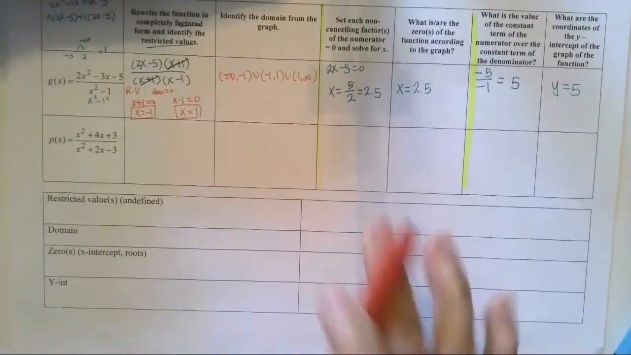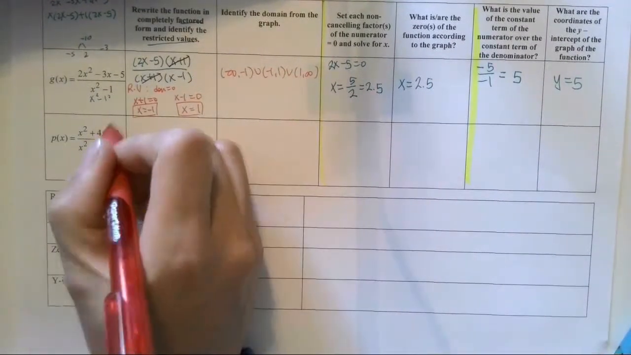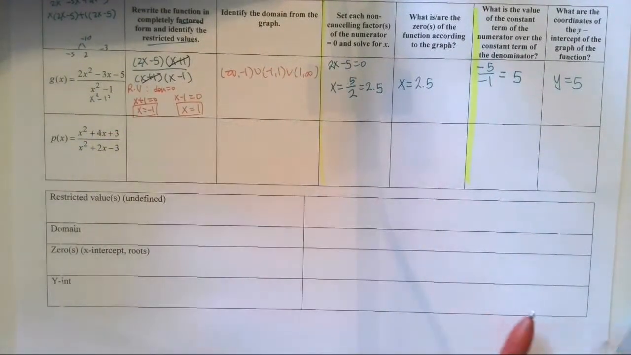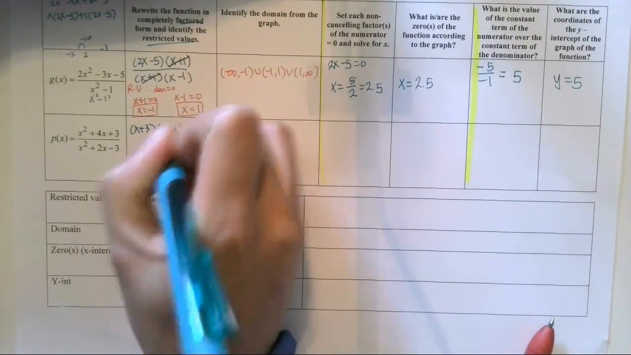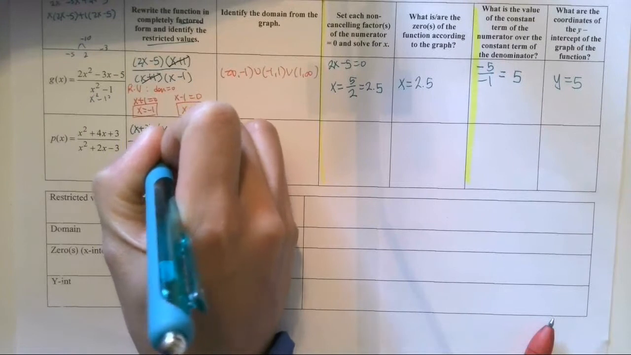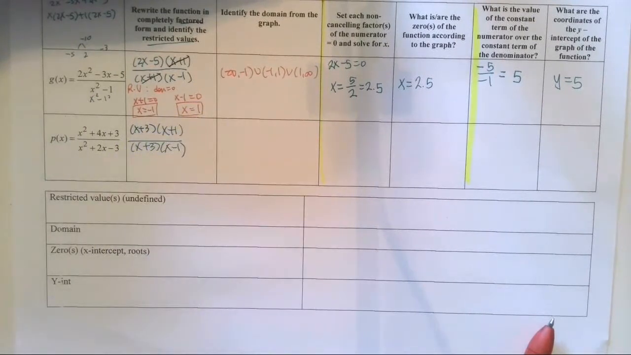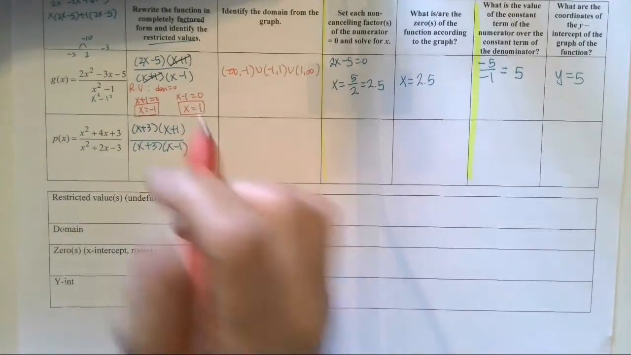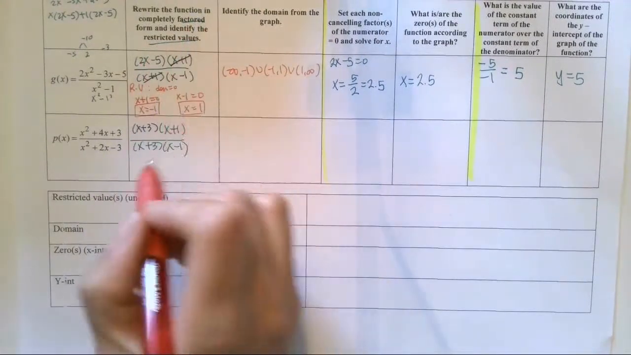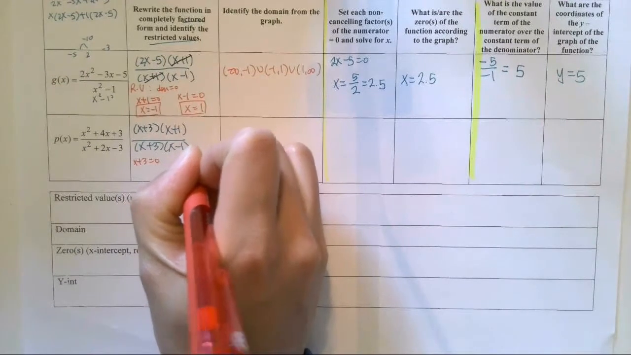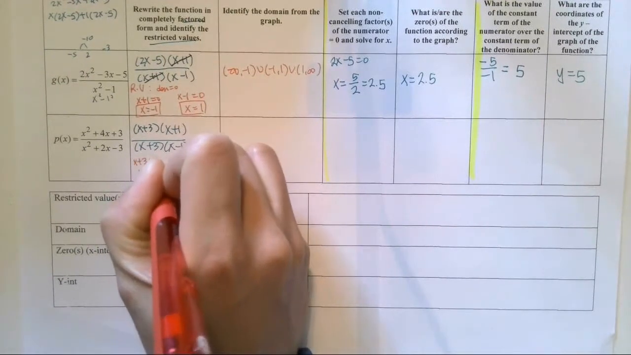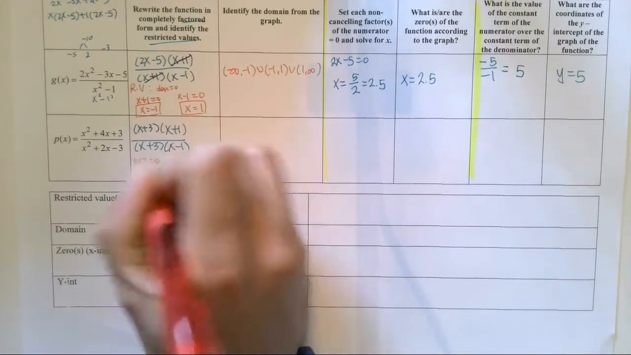The second one, how do you factor it? Use the same color. Factor form is going to be (x plus 3)(x plus 1) over (x plus 3)(x minus 1). And identify restricted values. Set my denominator equal to 0. X plus 3 equal to 0. X minus 1 is equal to 0. I get -3 and 1.